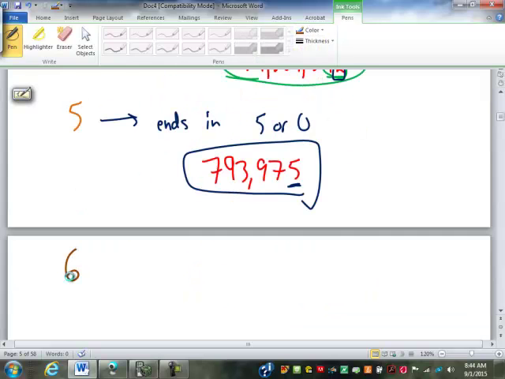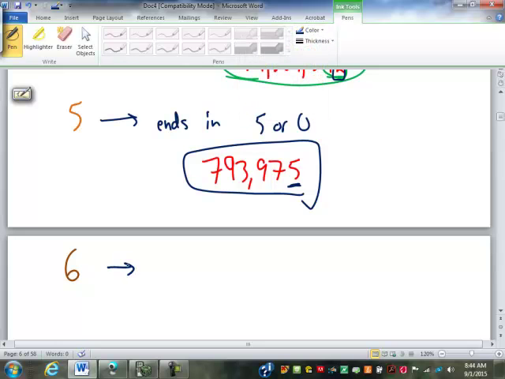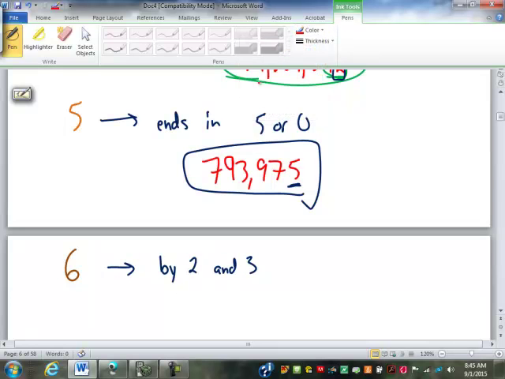6. Well, once again, I don't care a whole lot about 6 because I can divide by 2 and then divide by 3, and it would be divisible by 6. In fact, the rule for 6 is it can be divided by both 2 and 3. So if it ends in an even digit and you add up the digits and they are divisible by 3, then it's divisible by 6.